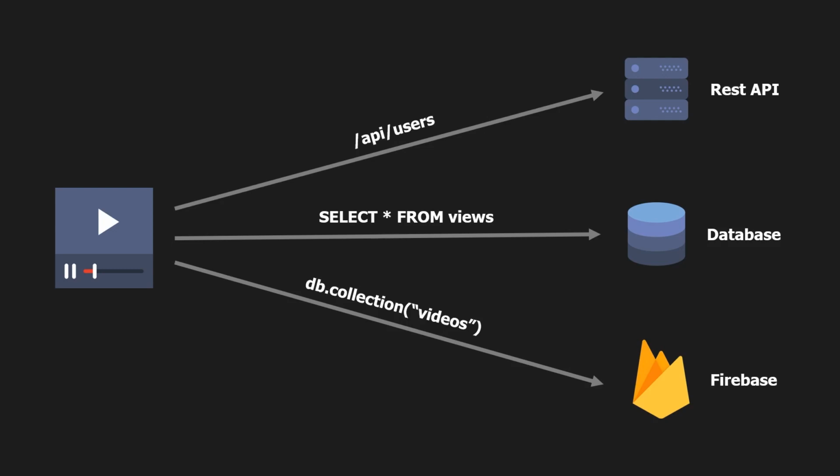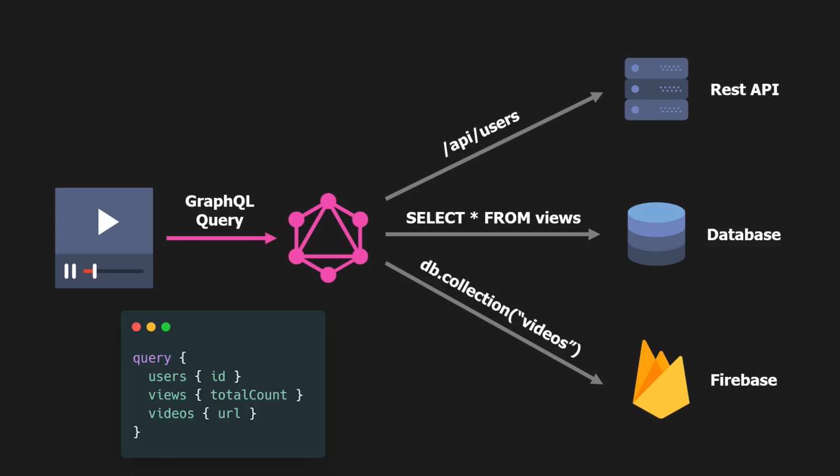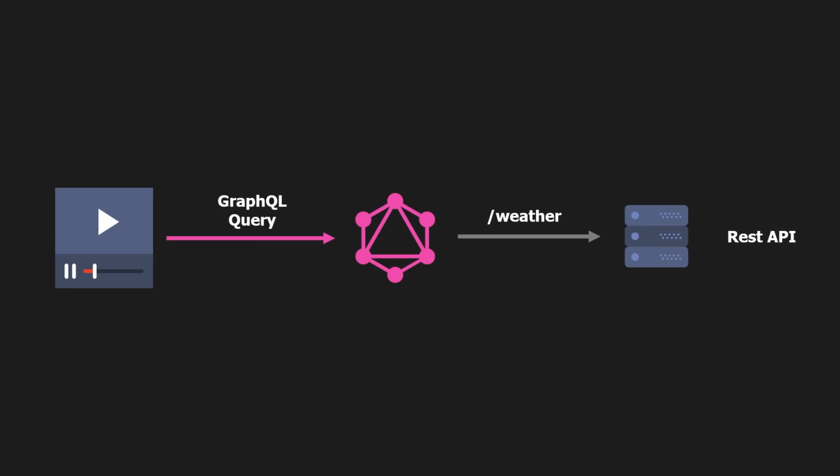To solve this, we can place a GraphQL server between the client and backend, which uses a schema to clearly define what information is available. The client can use this schema to construct a request asking only for the information that is required. For our example today, our GraphQL server will be Apollo and the data source will be the Open Weather API.